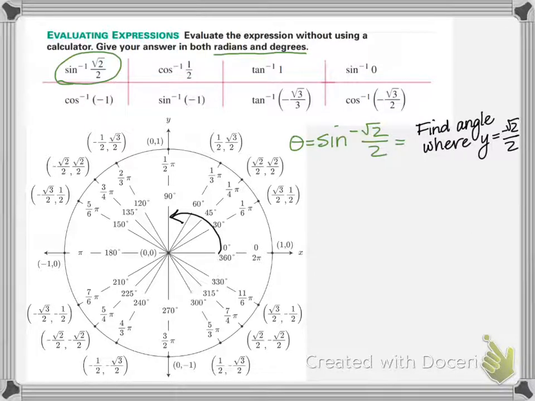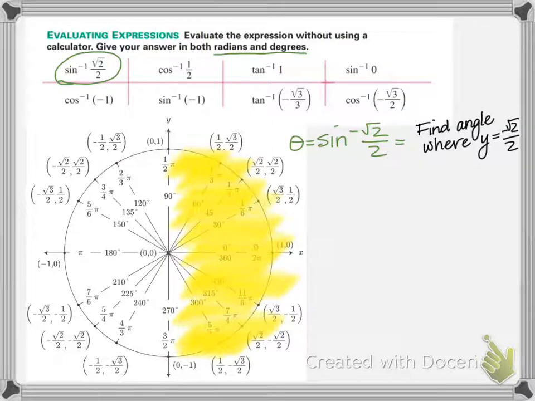So let me use a little highlighting here. I knew that my answers had to be in these two quadrants. But I'm looking to find where in these two quadrants the y value is negative square root of 2 over 2. Well, between these two quadrants, my y values are only going to be negative in the bottom quadrant. And I find it right here. Y is negative right there. Okay, so what angle is that? That angle was 11 pi over 6. But remember, we are reading the angle this way.